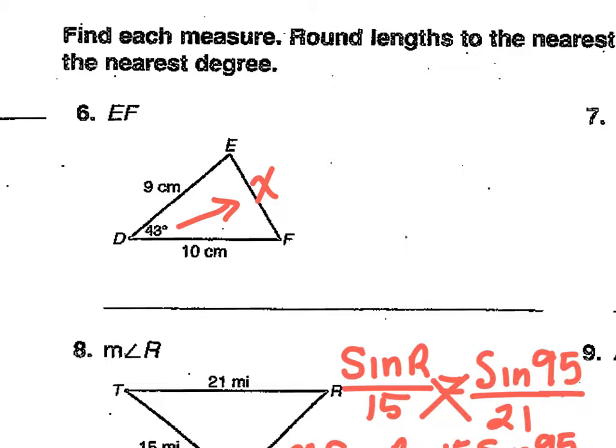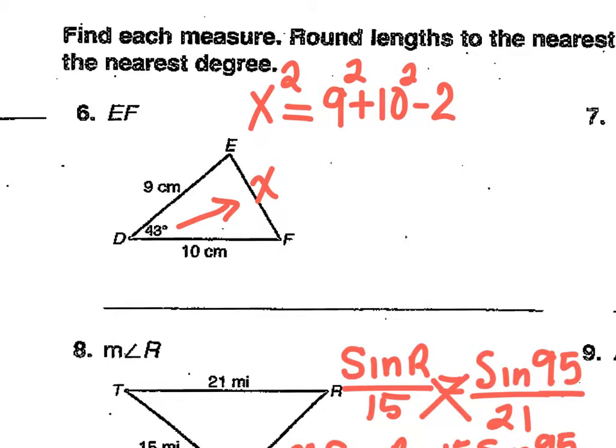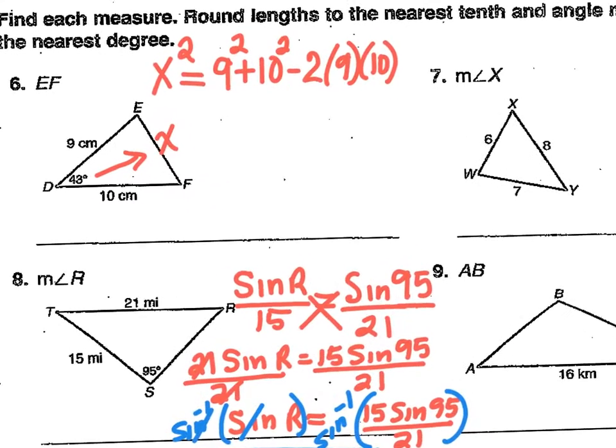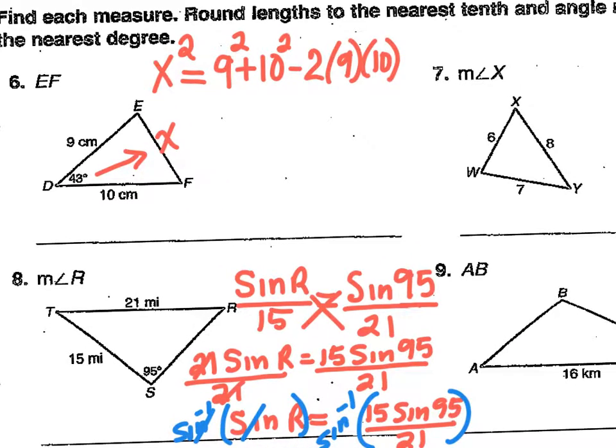So what we're going to do is we're going to get that side. You're going to square that. And then that's going to be equal to the sum of the other two sides squared, minus 2 times the product of the two sides, 9 times 10, and then it's cosine of the angle. And the angle is 43, yes? Okay, great. And then it's cosine of 43.